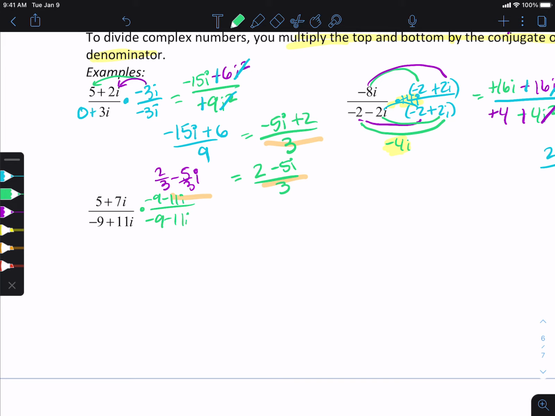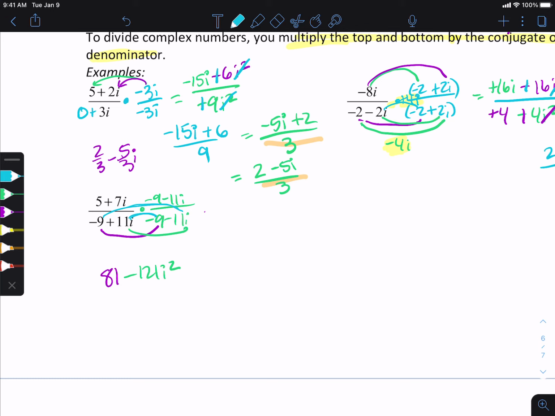I'm going to, for the moment, erase this part here so that it doesn't get in the way. I guess I can write that over here. Okay. So on the bottom, when we're multiplying the conjugate, we really care about the firsts, which is the 81, and the lasts, which is -121i squared. And then the outside and the inside are the ones that go to 0. This is -99i and +99i, which go to nothing, right?